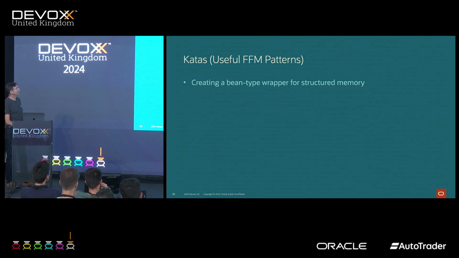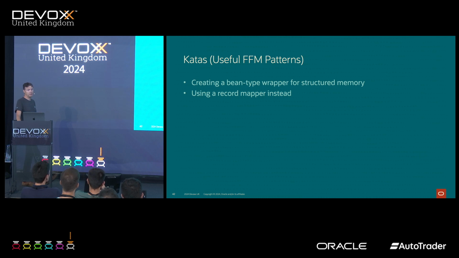I'm going to look at how to create a bean type wrapper so we can get rid of all this method handle and var handle stuff and use it like a normal Java bean. Then we're going to improve on that, and instead of using a bean, we are using a record instead. And I'm going to tell you why I think that is better.